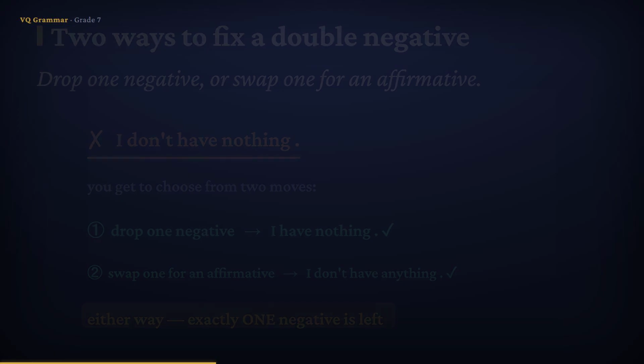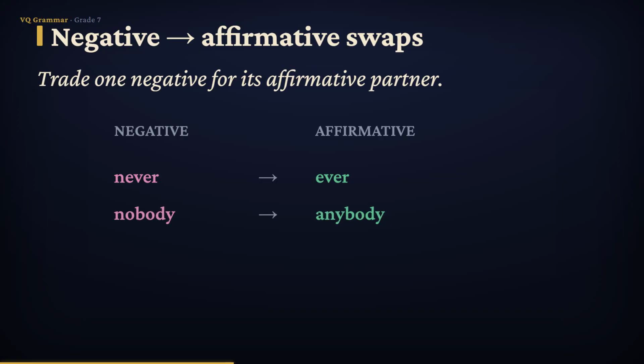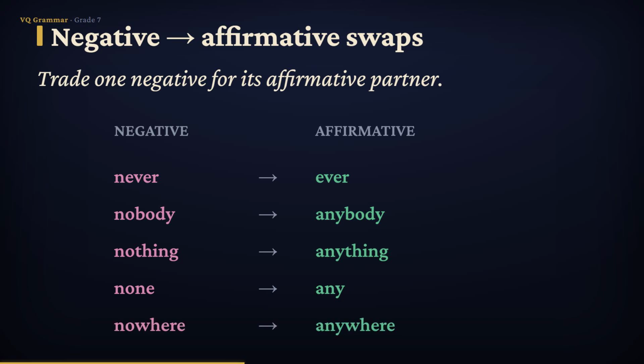That's the whole goal. Since swapping is so handy, let's build a little table of negative to affirmative partners. Keep these pairs in your back pocket. Never becomes ever. Nobody becomes anybody. Nothing becomes anything. None becomes any. And nowhere becomes anywhere. See the pattern? Many affirmative partners simply start with any. Anybody, anything, any, anywhere. When a sentence already has one negative, reach for one of these partners instead of piling on a second no.